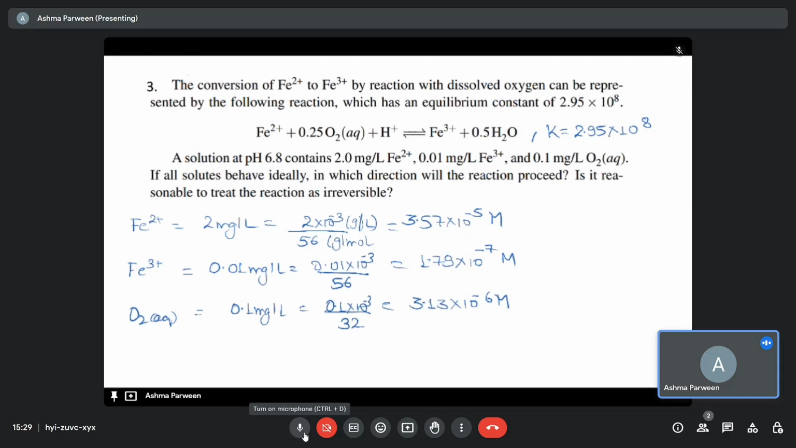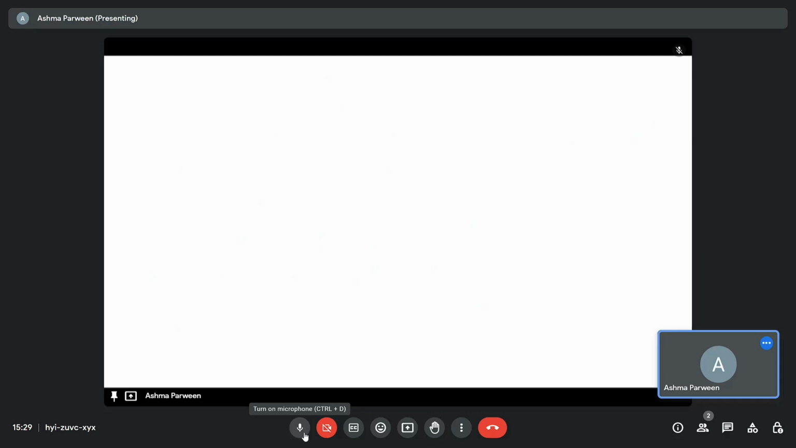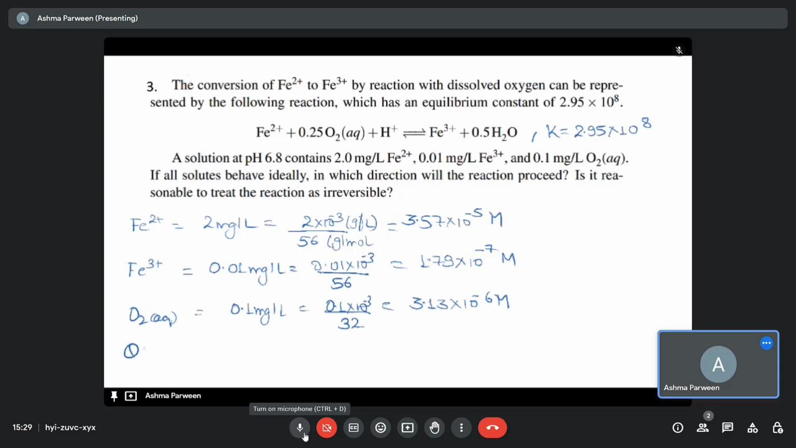So let's find out the reaction quotient. Sorry, Q will be, on the product side we have Fe3+, activity of Fe3+, times activity of H2O raised to the power of 0.5, upon activity of Fe2+ times activity of O2 aqueous raised to the power of 0.25, times activity of H+.